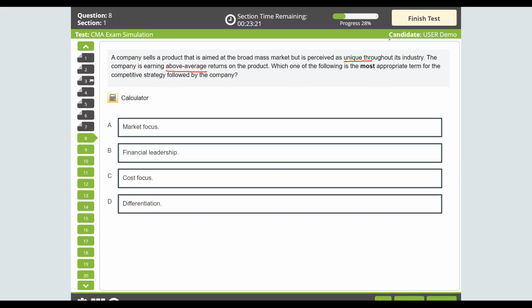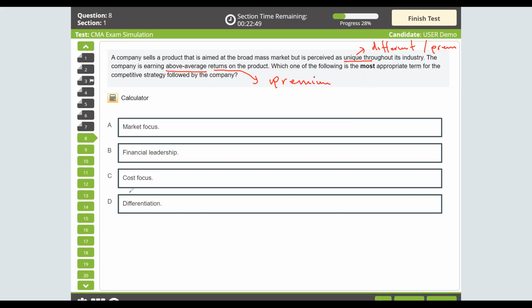Good. Before I look at the answer choices, I want to talk about the unique and above average. Unique means this is a different product. It says different or premium. Premium actually is here above, because we are selling it at a premium price. That's why we have returns on the product that are above average. So it's different because it's unique and we have premium.